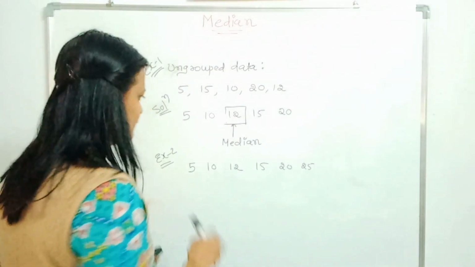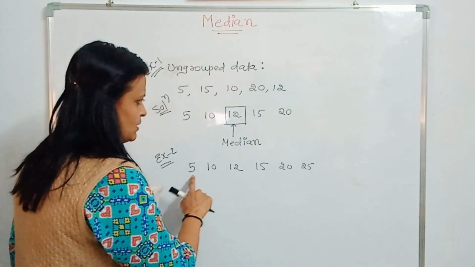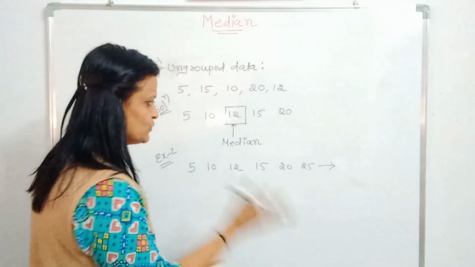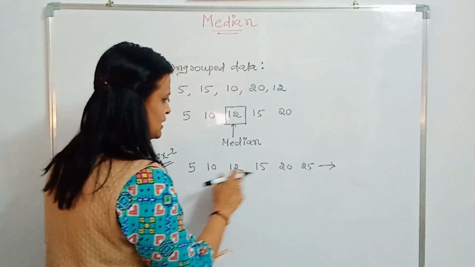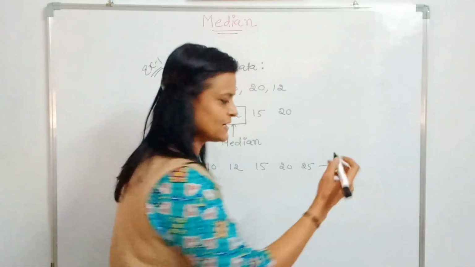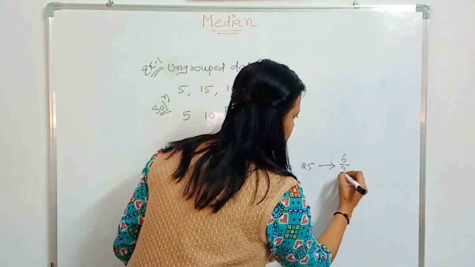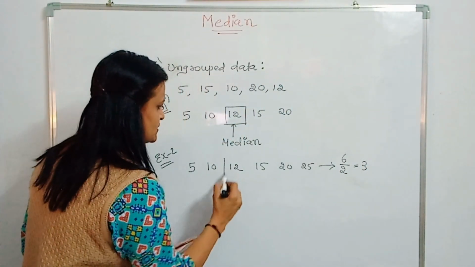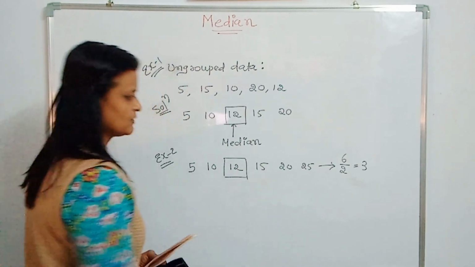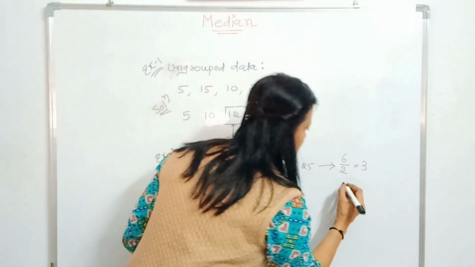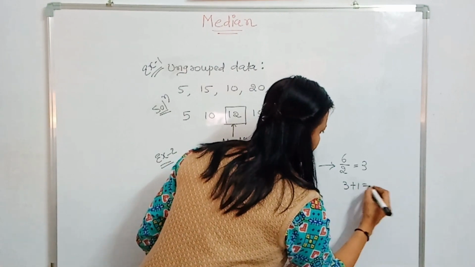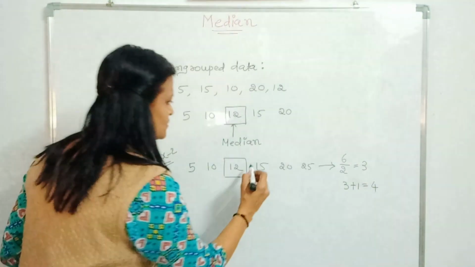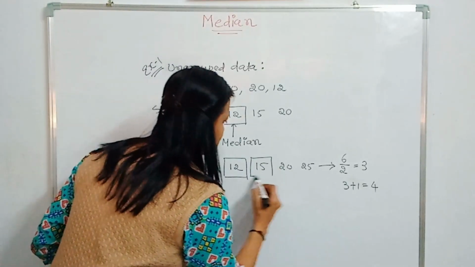So what to do? Now first of all, we will find the total number of data divided by 2. 1, 2, 3, 4, 5 and 6. We are having 6 data. So 6 by 2 is equal to 3. So locate the third position. Now add 1 to this 3. You will get 4. So trace this fourth position.